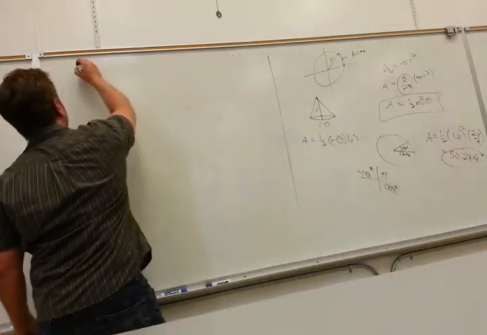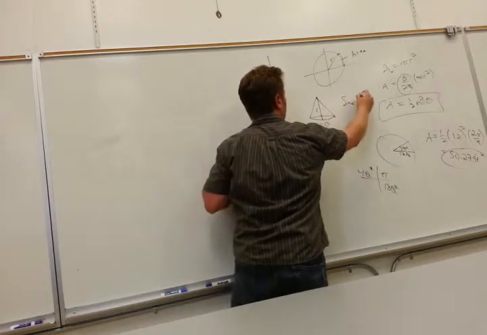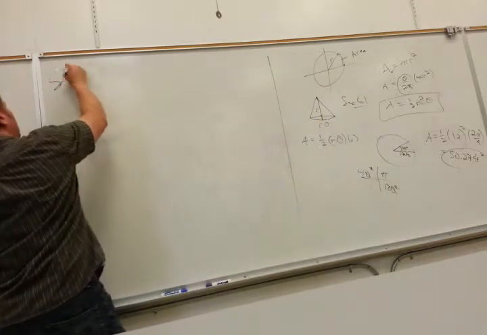Which section were those from? Sorry, the arc length and the area? This is from 6.3? 6.1. Really, that's 6.1, right?